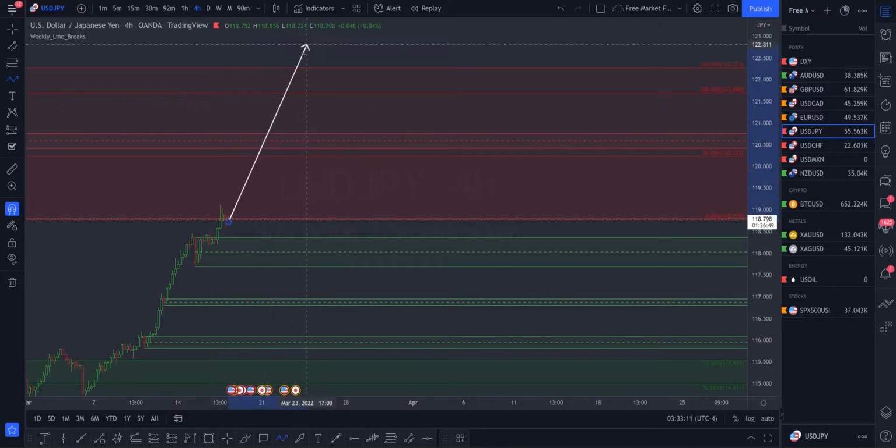Price can do several things, but you guys know us. We typically draw our areas of interest. That's all supply and demand is, and we wait for a confirmation and we take the trade respectively. All right, USD JPY has been shooting up so far.